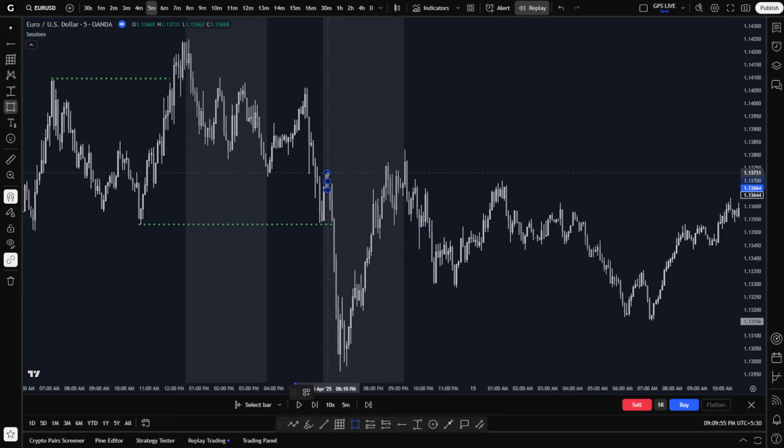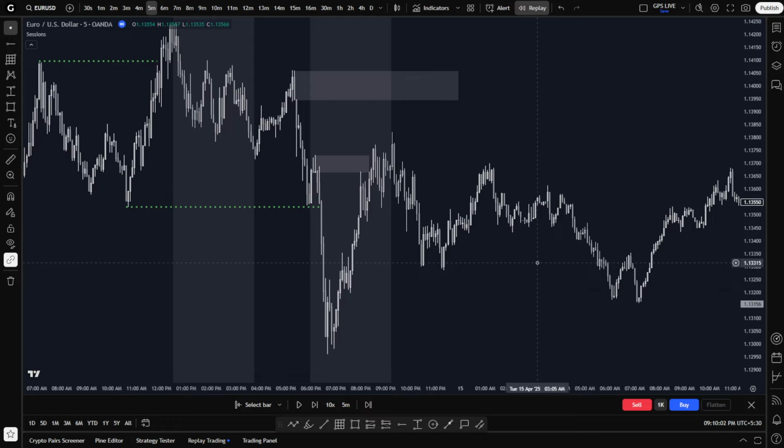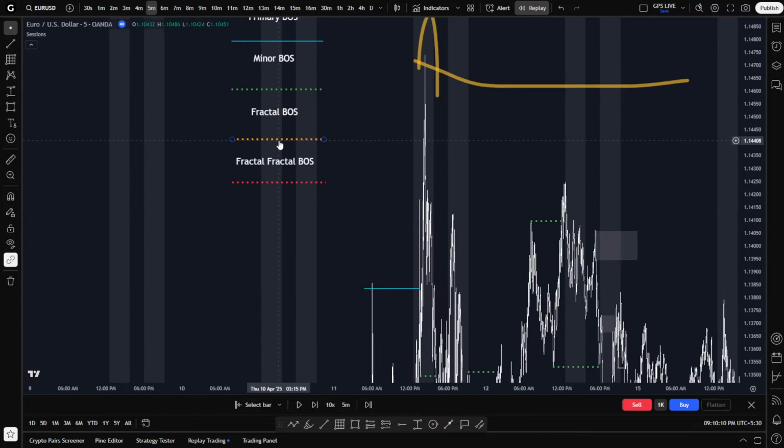So now we do all those things. We mark our order blocks, which is right here, here, and here. We can do all those things, but we should identify the fractal BOS, which is right here. This is the fractal BOS. Give me a second. I'll draw this.